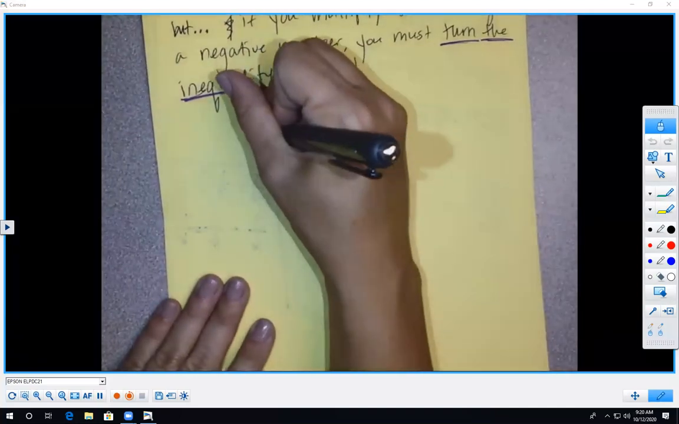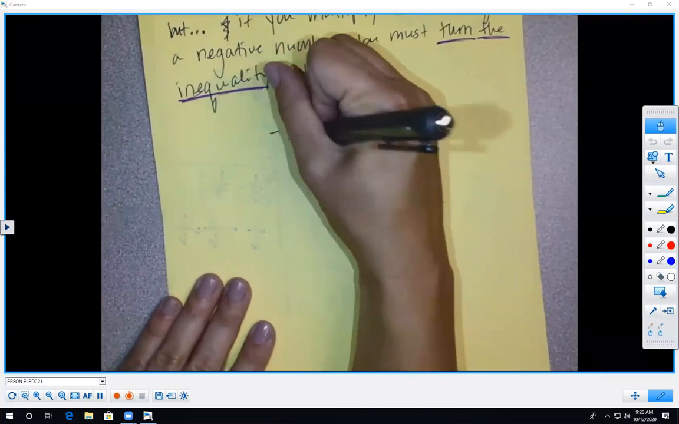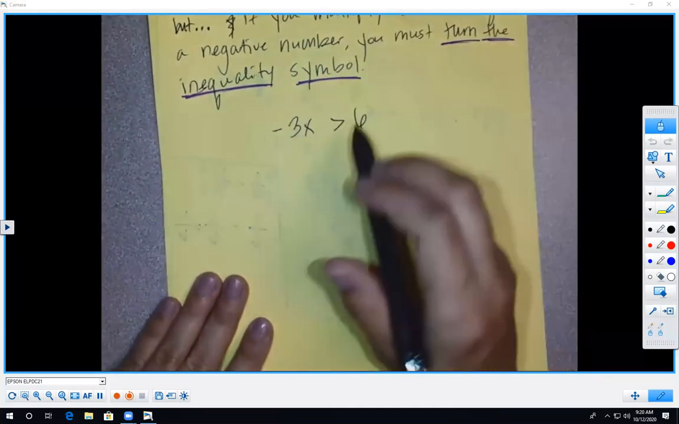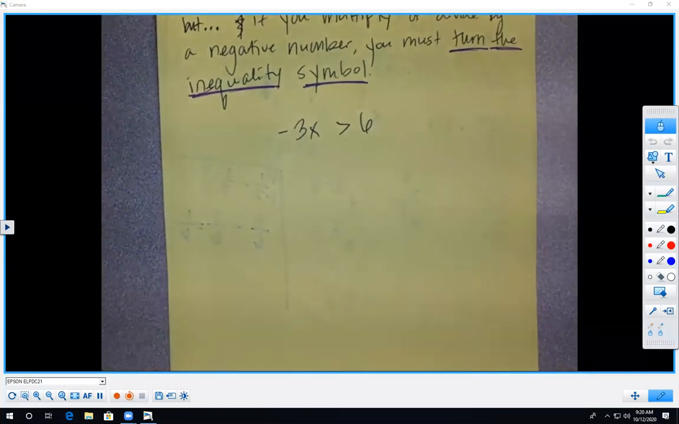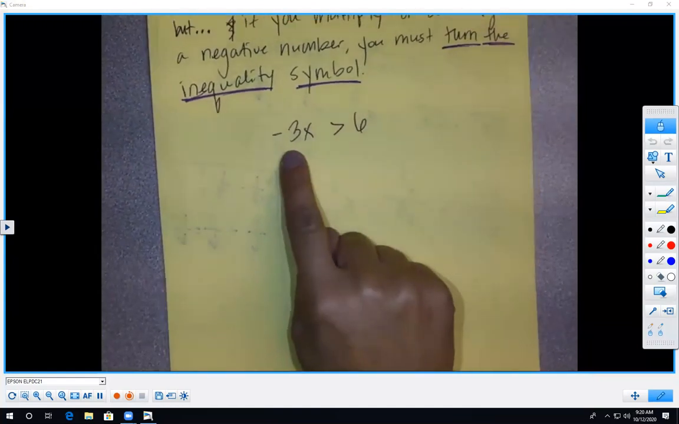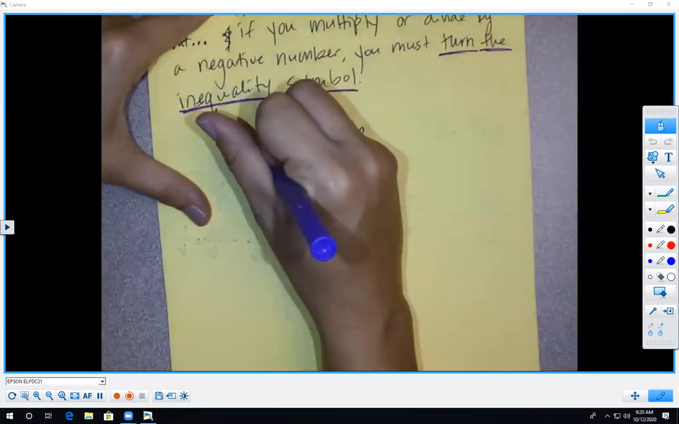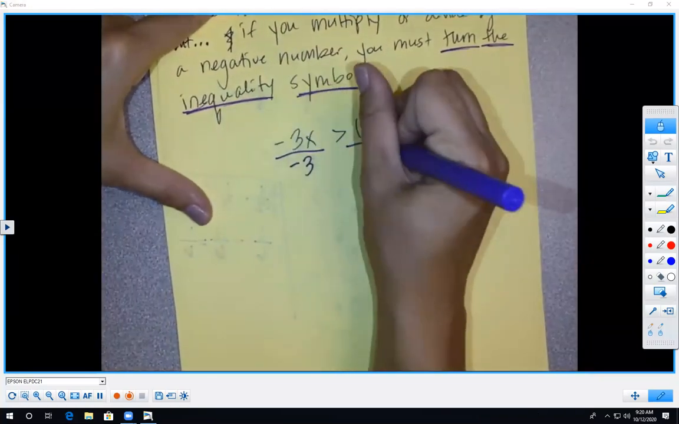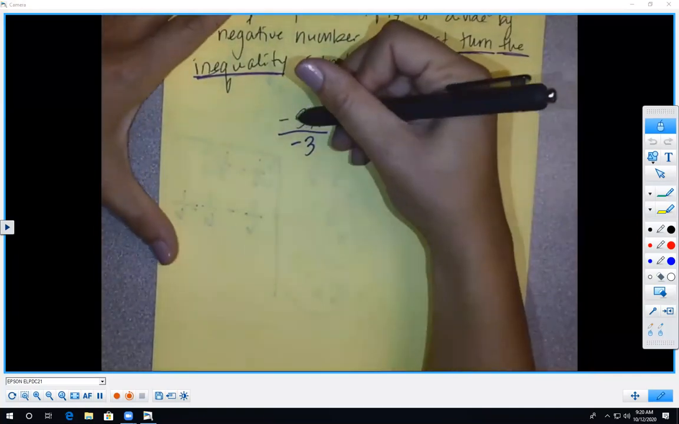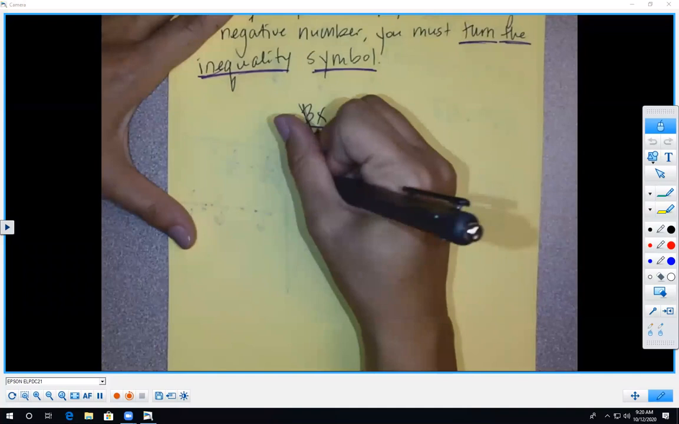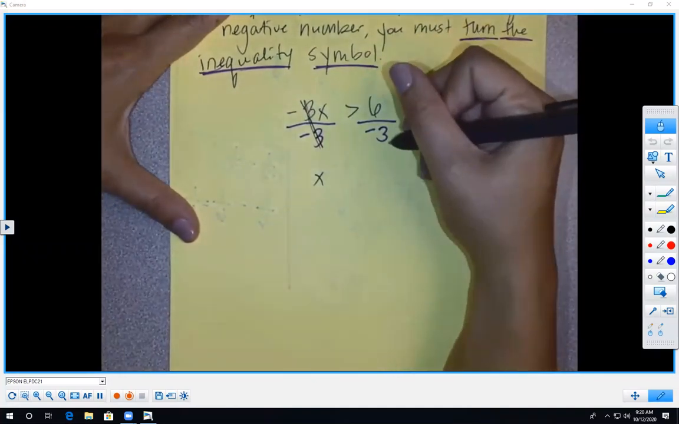Okay, so we're going to do a bunch of examples, but if I had something like this, negative 3x is greater than 6, and I was going to solve this inequality, how would you solve for x here? You got to move the negative 3, right? How do you move it? You divide both sides by negative 3. Okay, so the negative 3's undo each other. They cancel out. We get x. What is 6 divided by negative 3?